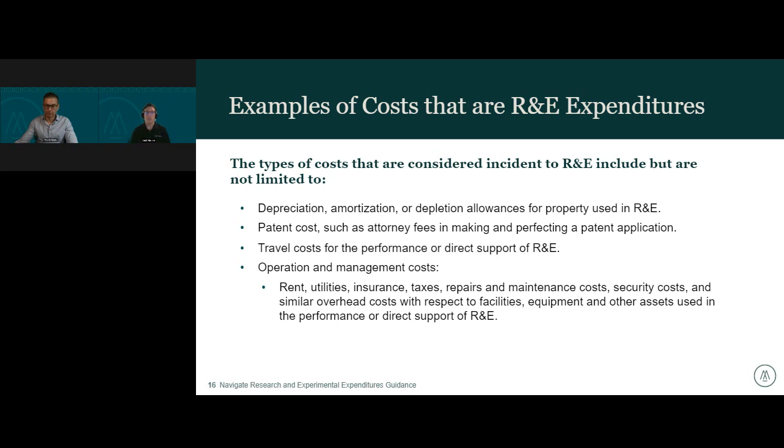And then the last category contains most of your overhead related items and is labeled as operation and management costs. And this would include items such as rent, utilities, insurance, taxes, repairs and maintenance, security costs, and other similar overhead costs for facilities, equipment, and other assets used in R&E. Similar to the comment about travel costs, for these expenditures to be includable, they would need to be incident to the performance of R&E. So most of these are likely going to be based on some form of allocation to be included in Section 174, which we'll talk about in just a moment.